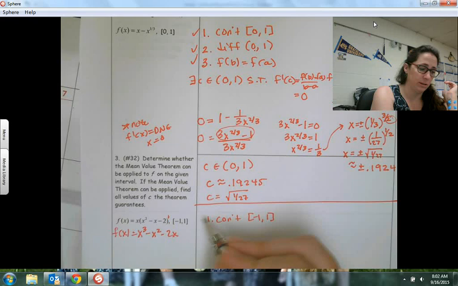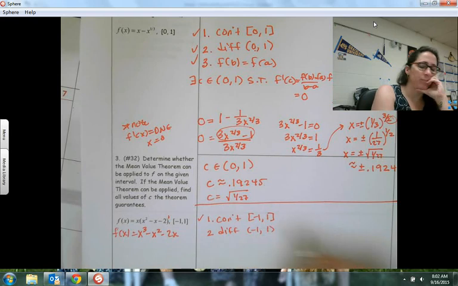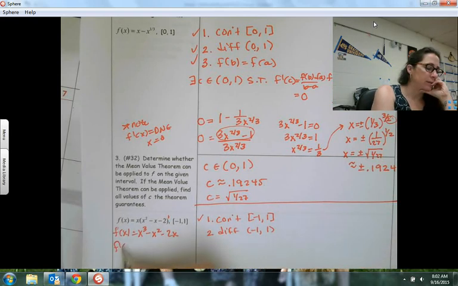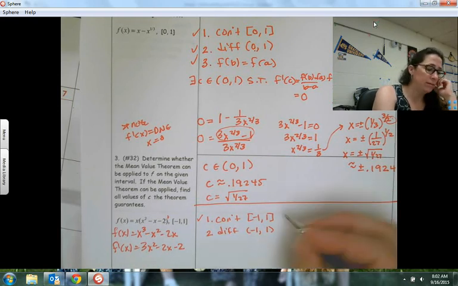And I have to be differentiable on the open. Well, let's look at the derivative. No restrictions on the derivative, so we're good there. So the mean value theorem can be applied.